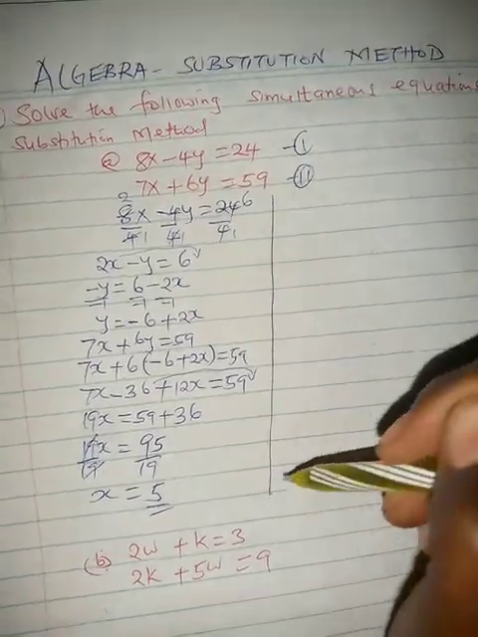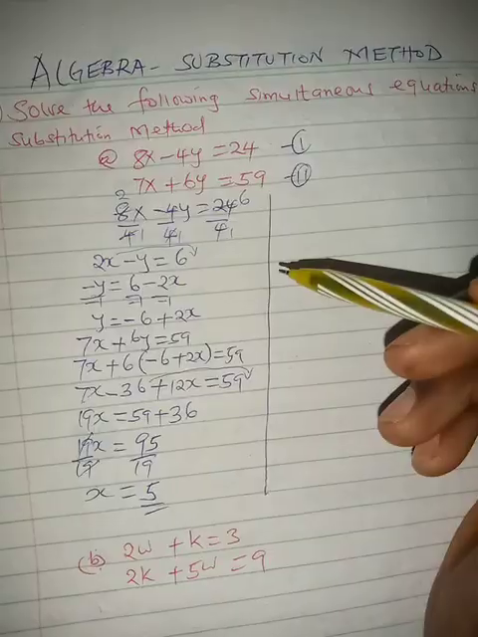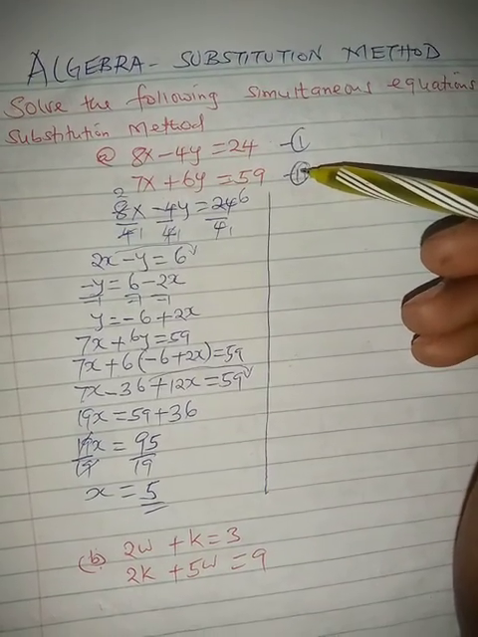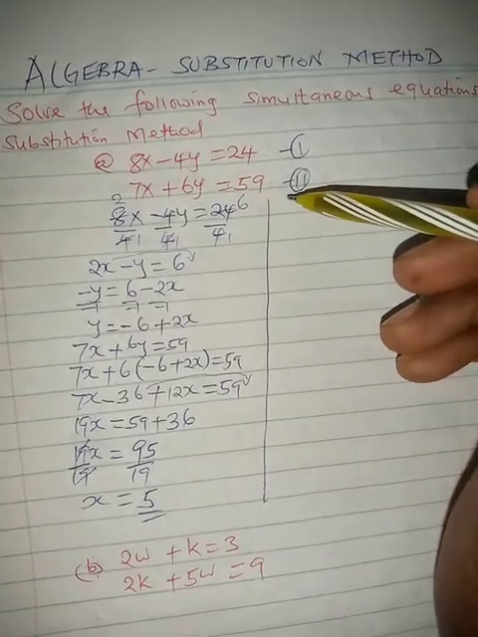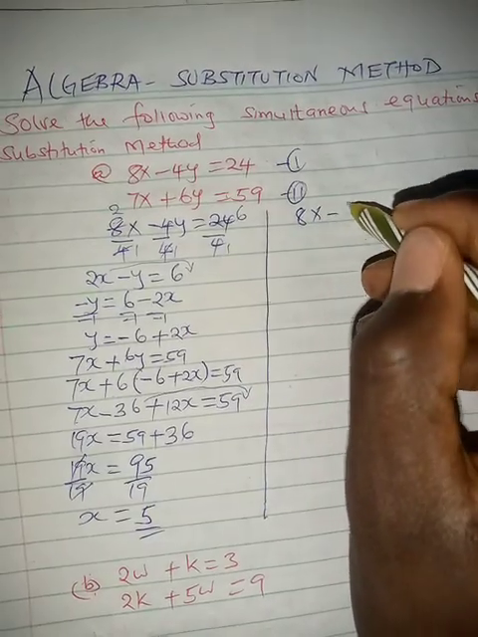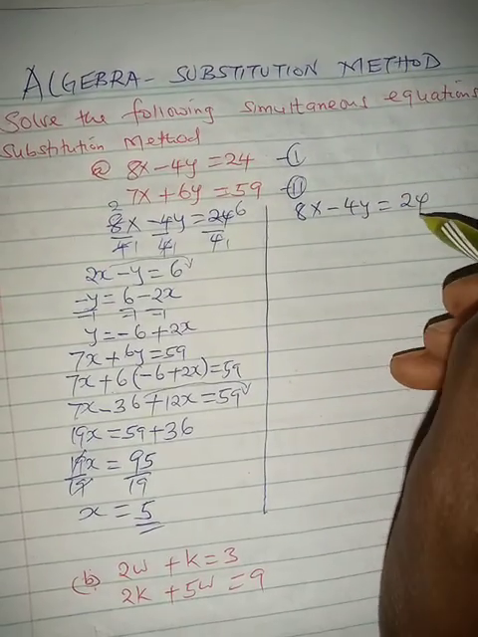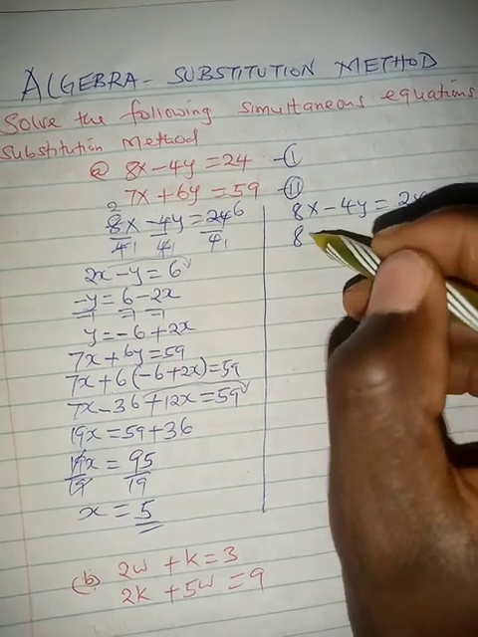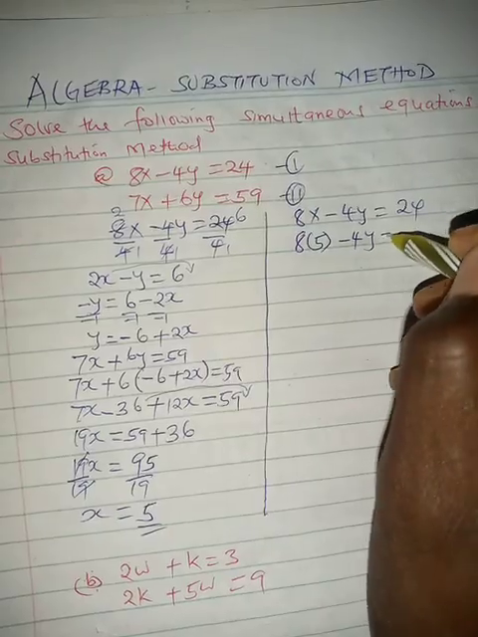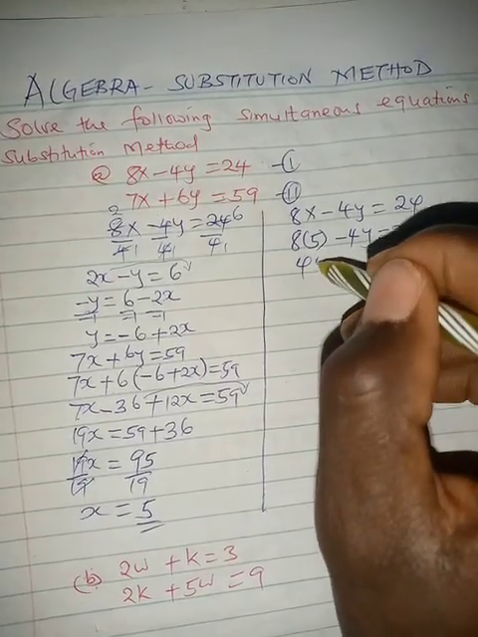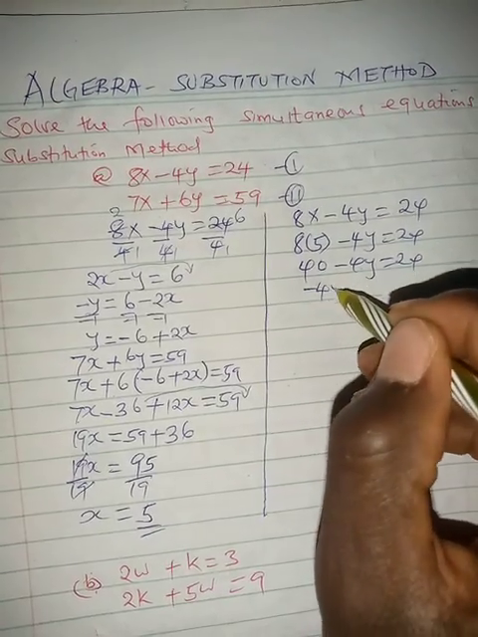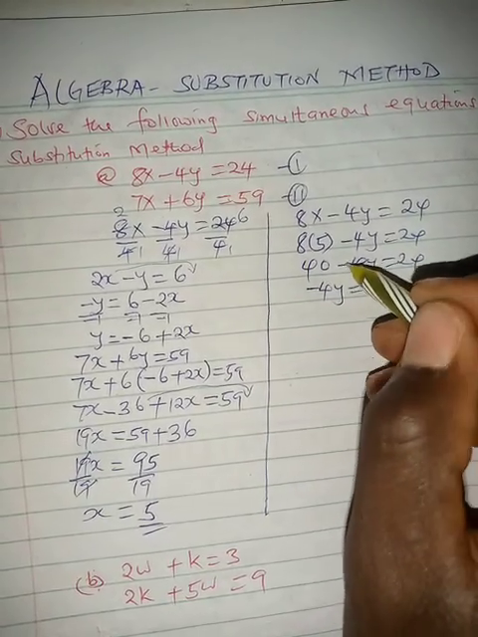Now, after getting the value of x, we substitute in either equation 1 or equation 2 to get the y value. For me, let me just use the first equation that says 8x minus 4y is equals to 24. And remember that x is equals to 5. So here we multiply 8 by 5 minus 4y is equals to 24, such that it will be 40 minus 4y is equals to 24.